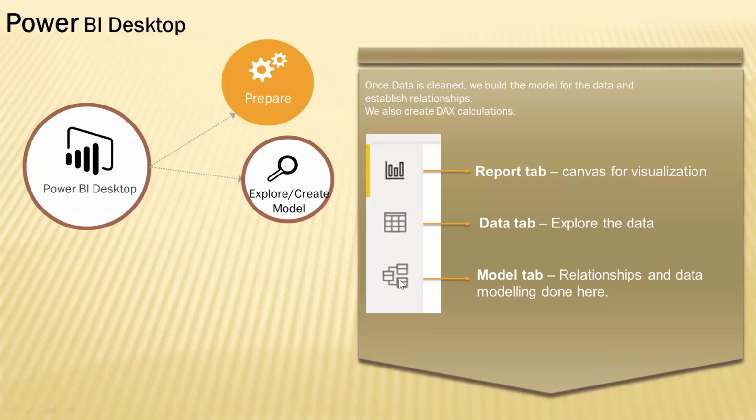Okay. So the last one is modeling tab. Here we are giving the relationship. You can see here, this is a modeling tab. Here we are giving a relationship between the multiple tables.